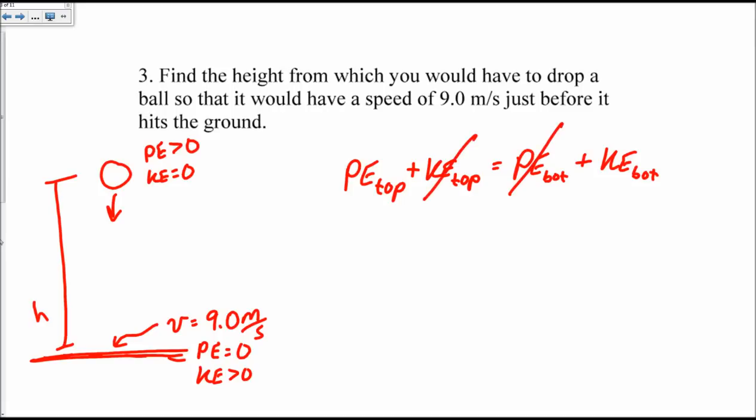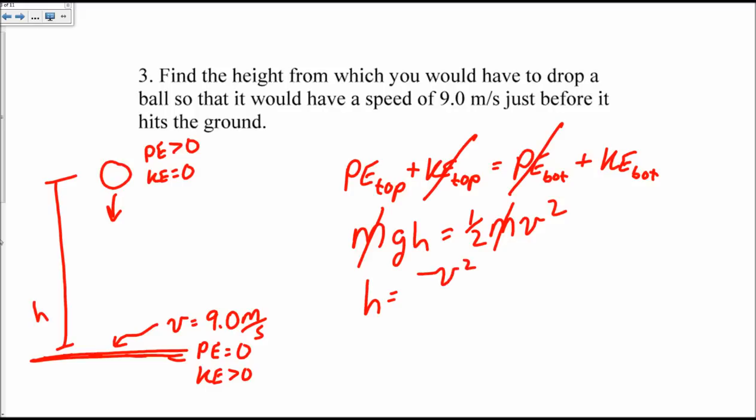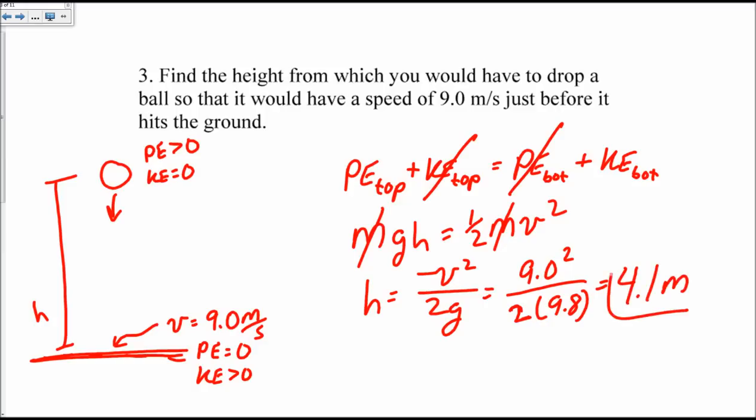but then recognizing that those two are both 0. So this is going to be mgh, that's the height that you release it from, is equal to 1/2 mv squared. That's the velocity at the bottom, or the speed at the bottom. The masses cancel, which is good because we don't know it anyway. And solving for h, it's v squared over 2g. That is 9 squared over 2 times 9.8. See, that's 81 over 19.6, about 4. Yeah, 4.1 meters.